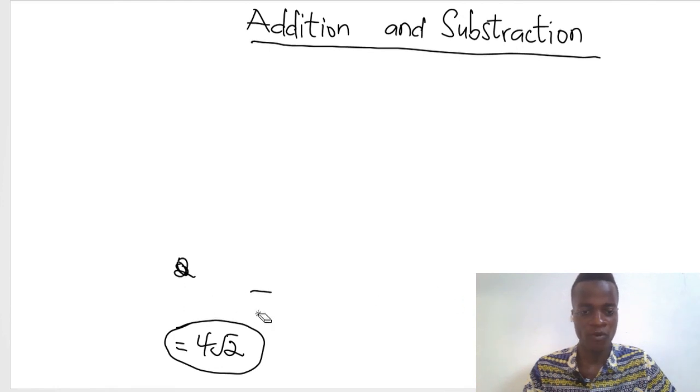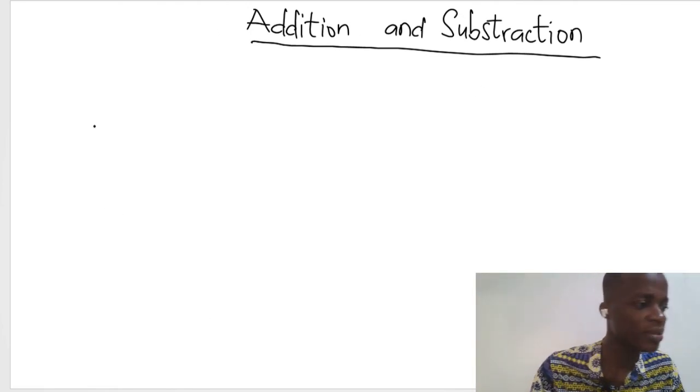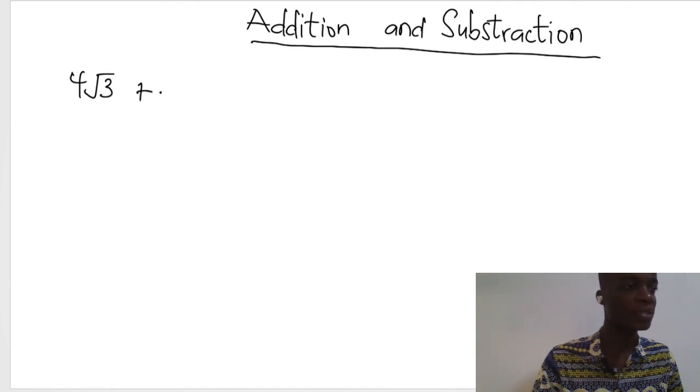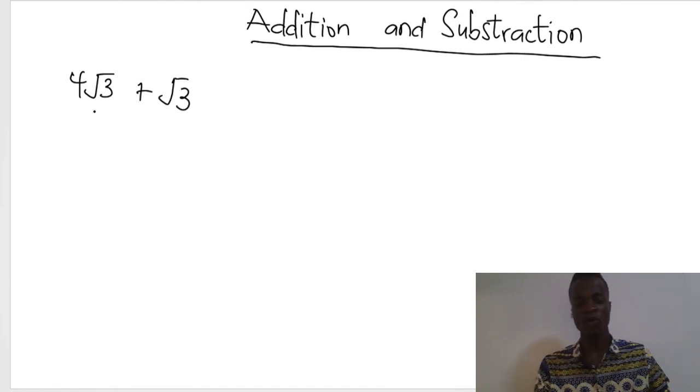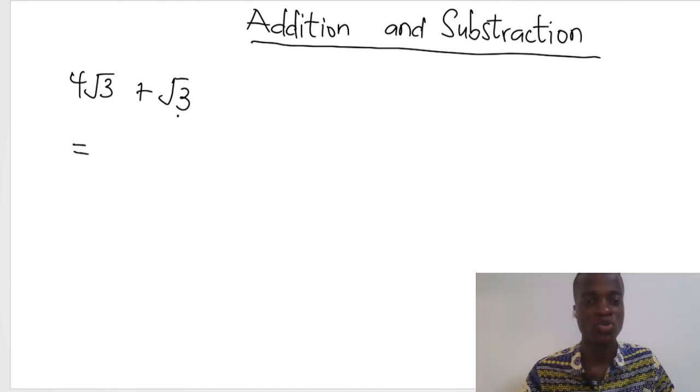And so right now we are ready for the various ways of handling this stuff. I have some examples here. 4 root 3 plus root 3. So basically 4 root 3 plus, this one is already a prime number. It doesn't undergo reduction. But it's possible to add these two because there's always 1 in front if there's nothing written. So 1 root 3, but they just say root 3.